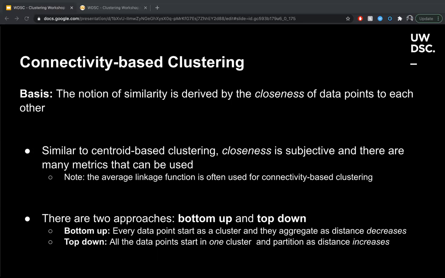That is an important distinguishing aspect. It's easy to get confused in terms of the bases of these two different techniques. Again, closeness is a subjective term, so there are different metrics that can be used. However, if you want to use connectivity-based clustering, it might be useful to know that the average linkage function is the metric that's most commonly used for connectivity-based clustering.